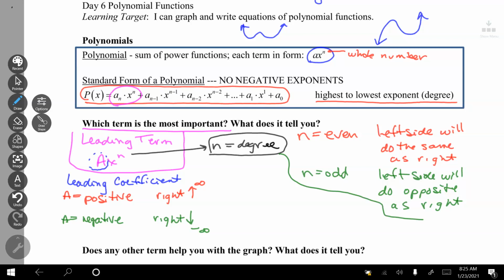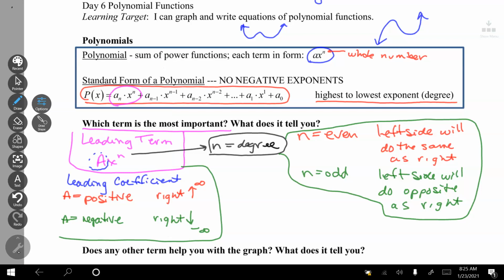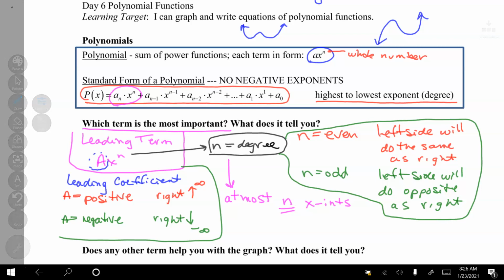So that's my degree part, but it also does another thing with how many twists and turns a function can have. So I'll use pink. The n degree also says that it has at most n x-intercepts. We have seen this already with quadratics. An x squared function could have 2 x-intercepts. It also could have 1 or 0 x-intercepts, but it could not have 3. It would have at most n x-intercepts.